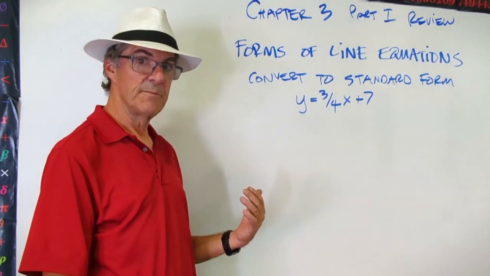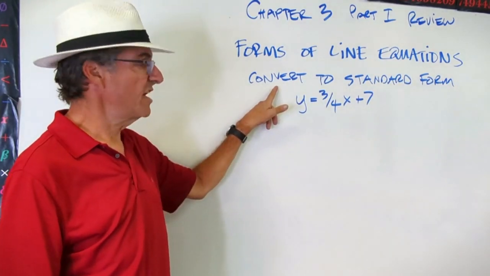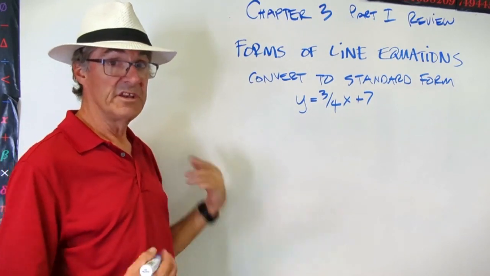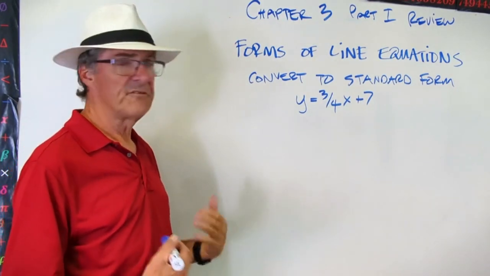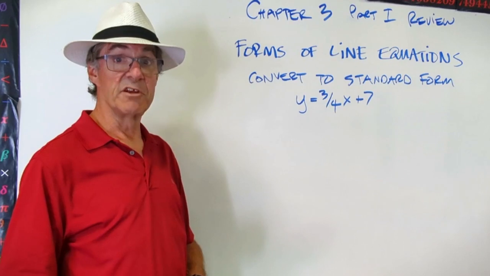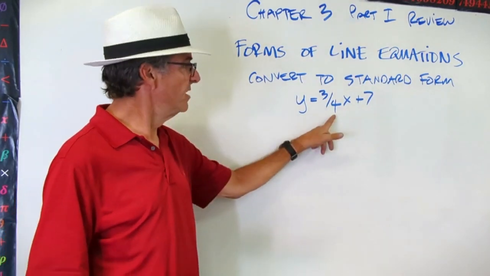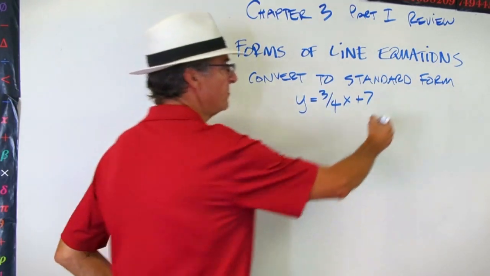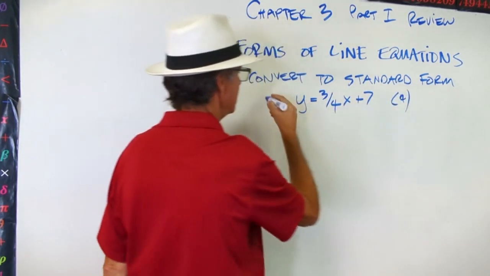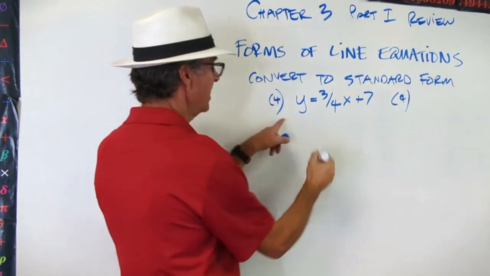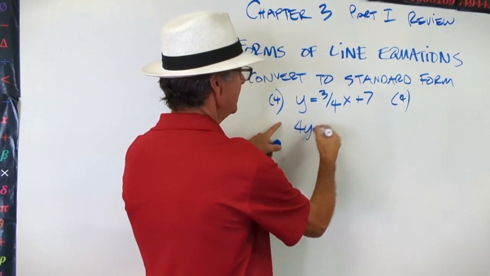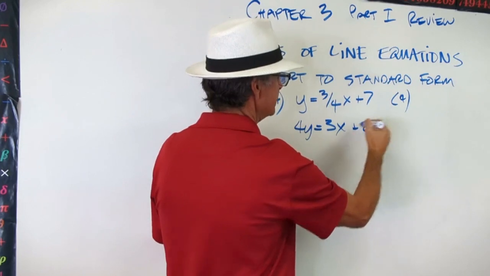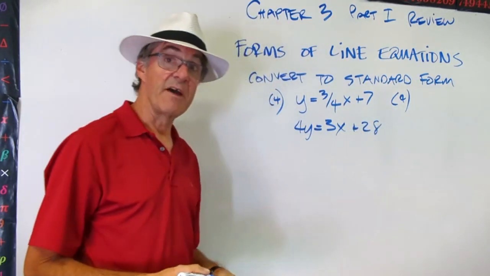Okay, here's one type problem you might see. Convert to standard form. Notice this equation here is in gradient intercept form. We need to convert it to standard form. So the first thing to do is get rid of your fractions. Can't have them. All the coefficients have to be integers. So the easiest way to do that is multiply both sides by 4, like so. And I'm going to get 4y = 3x + 28. So that's multiplying through by 4.